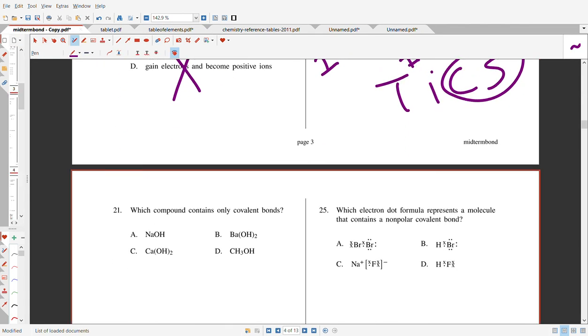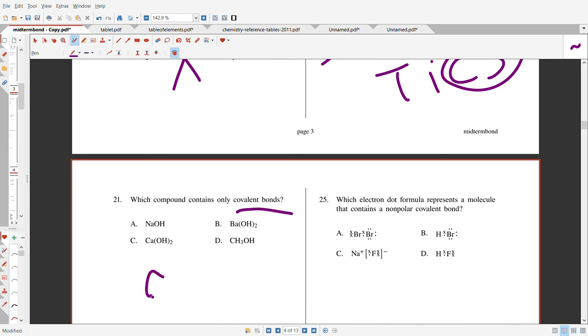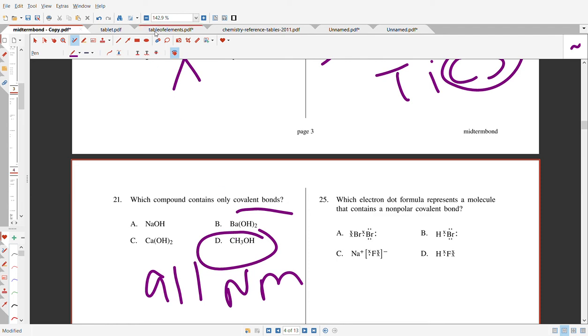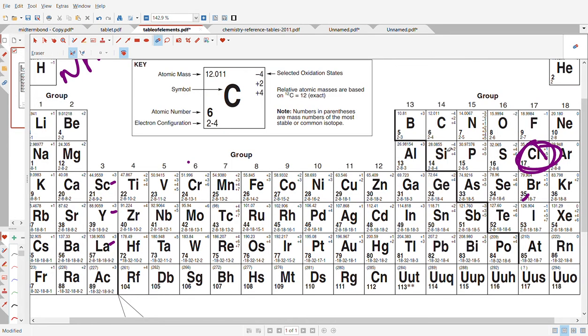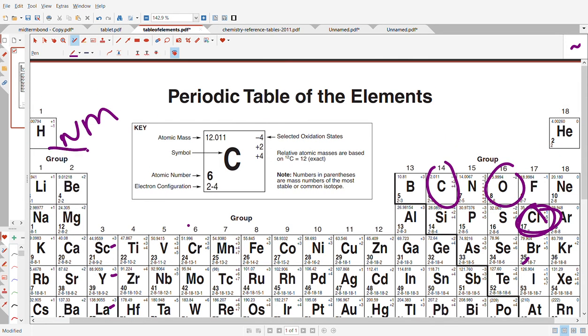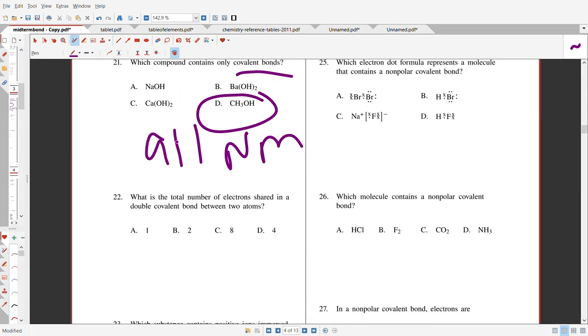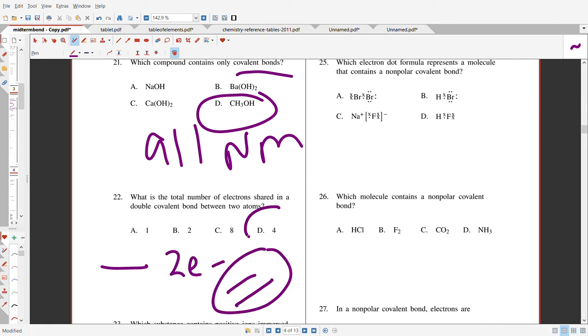All right, next. Which is only covalent bonds? We want all non-metals. So I'm going to just pick the answer for you, C, H, and O. So if we look, C is over here. It's a non-metal. O is a non-metal. Even though H is on this side, it's also a non-metal. Good. And now, this means two electrons or one pair. And if you have a double bond, it's a total of 4 electrons or 2 pairs.